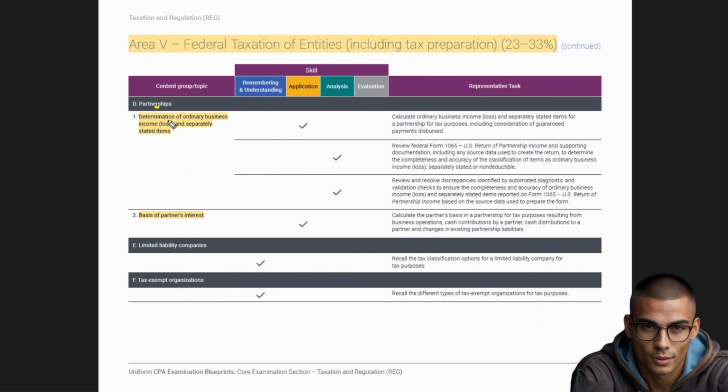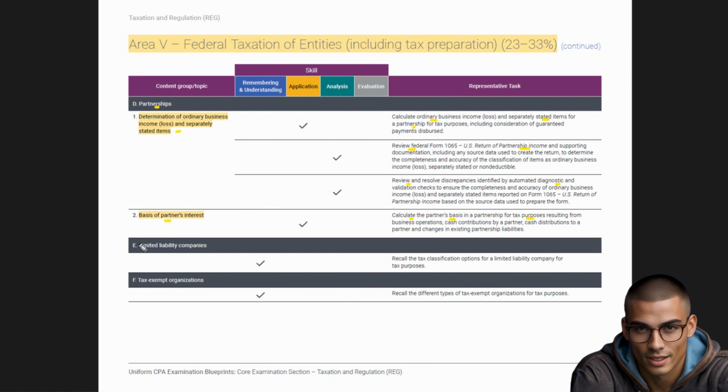Next, we have partnerships. So determination of the ordinary business income or loss and separately stated items for partnerships. You'll need to be able to calculate the ordinary business income or loss and separately stated items for a partnership for tax purposes. You'll need to be able to review Federal Form 1065 for U.S. Partnerships. You'll need to be able to review and resolve discrepancies identified by automated diagnostic and validation checks for partnerships. Moving on to basis of partnership interest, you'll need to be able to calculate the partner's basis in the partnership for tax purposes.